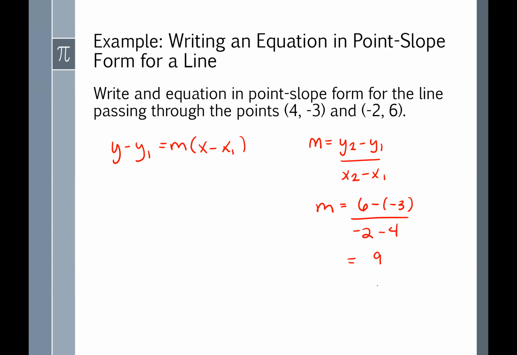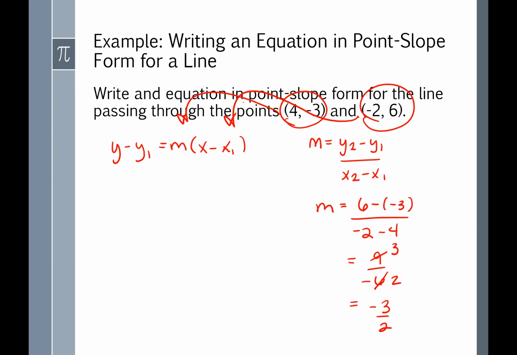So that's 9 over -6, which I can divide out by 3 because numerator and denominator are both divisible by 3. So I get -3/2. I can only cancel if I can divide the numerator and the denominator by that number. Only way I can cancel. So my slope is -3/2. And then I can pick either point. It really doesn't matter if you use this point in the formula or you use that point in the formula. It does not matter. Both will be correct.